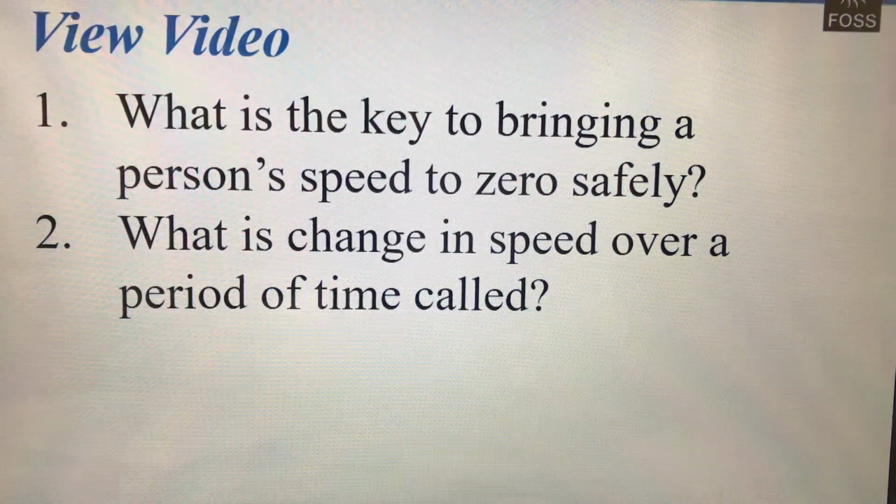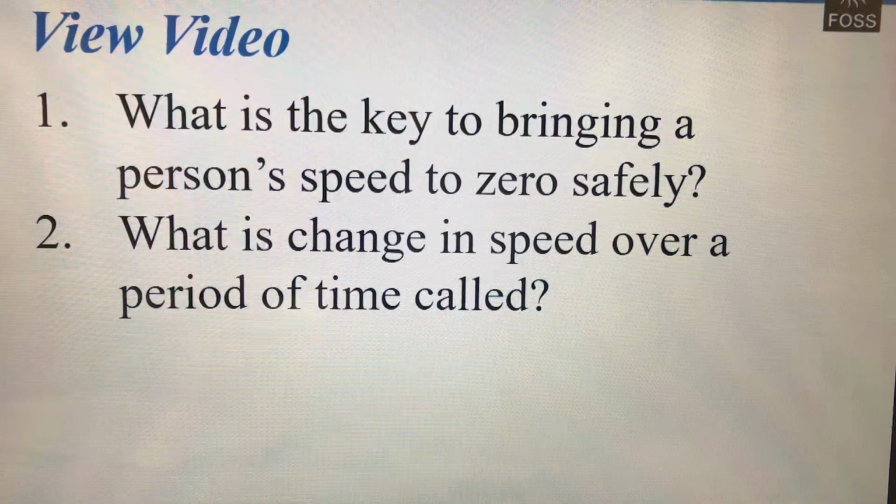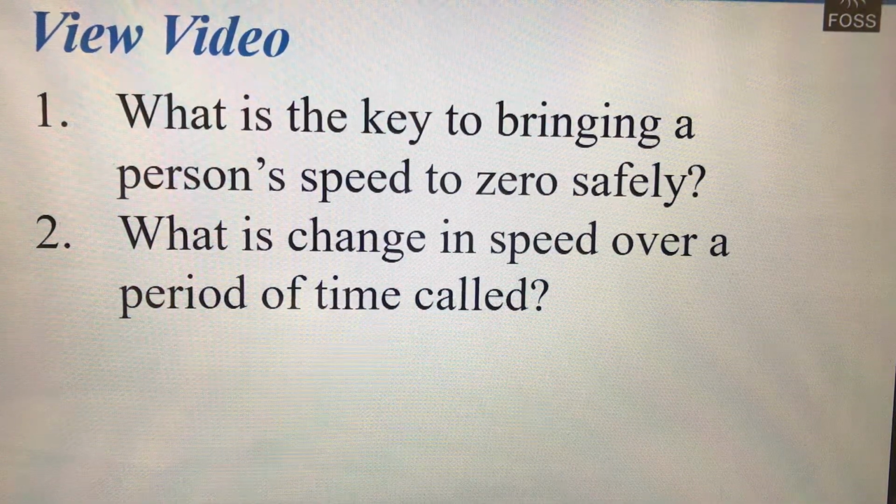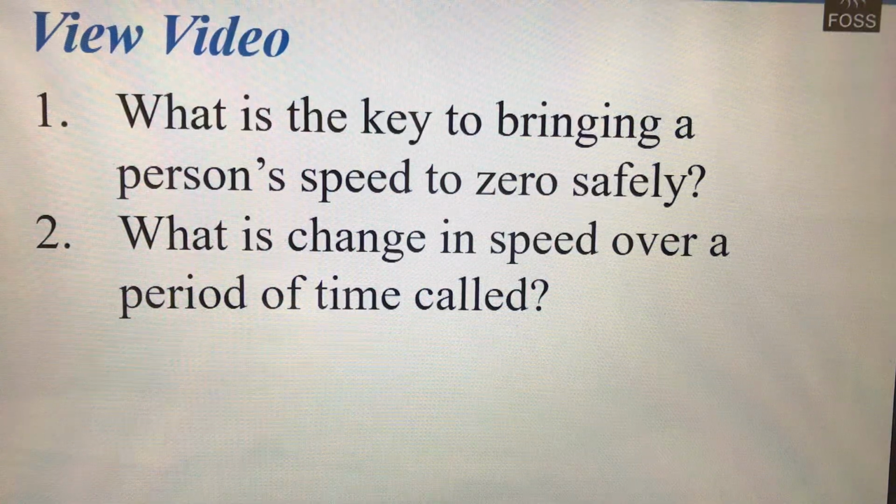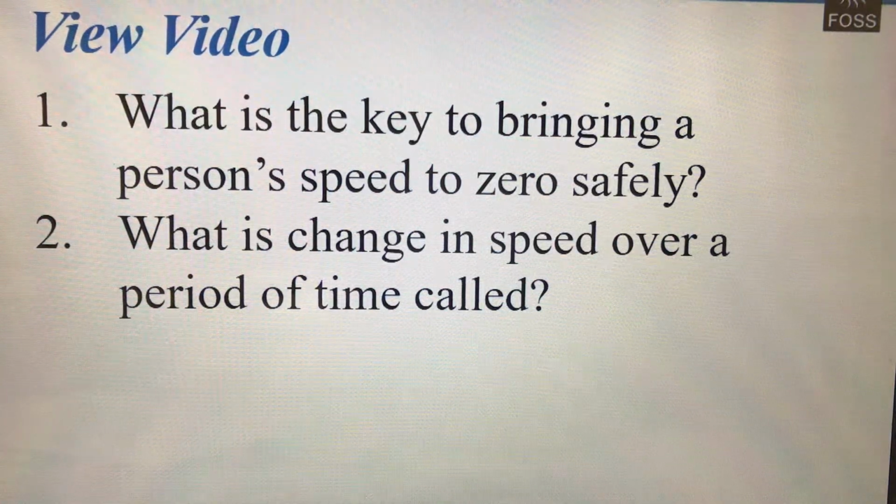Question number 2, what is the change in speed over a period of time called? We call that acceleration. So acceleration can be positive or it can be negative. And when it's negative acceleration, we also call it deceleration.